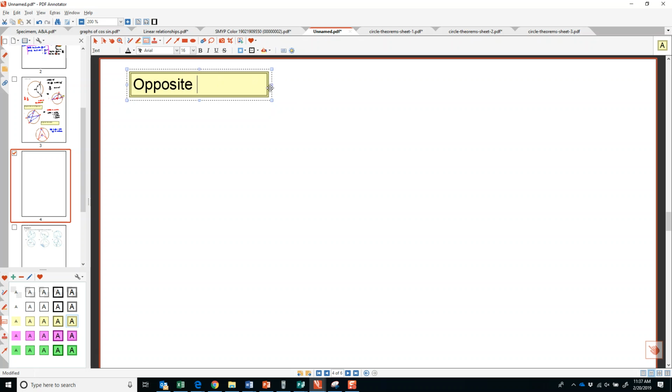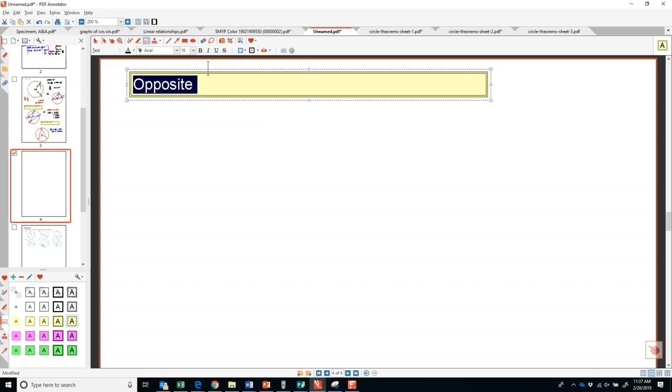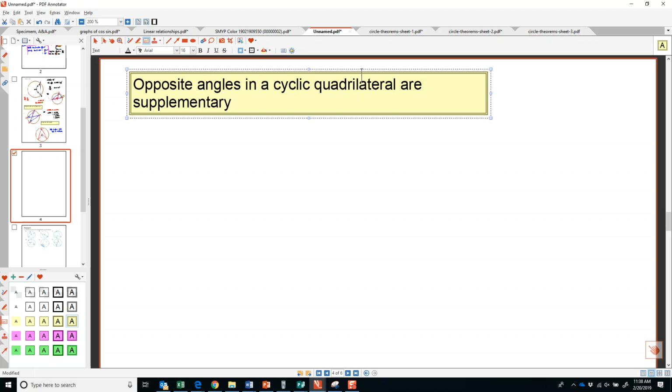So opposite angles in a cyclic quadrilateral are supplementary. And all it means is it's a quadrilateral, so a four-sided shape within a circle. Okay? And the opposite angles are supplementary. So if we do an example of that.